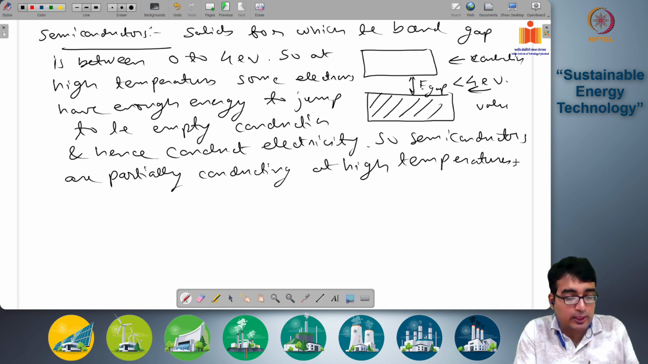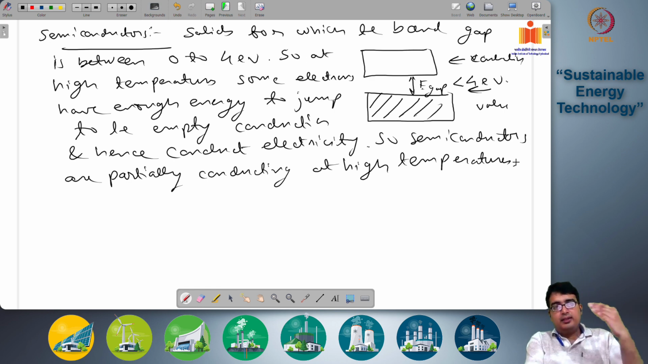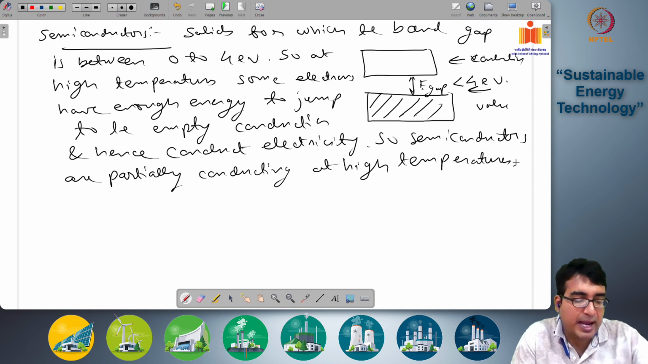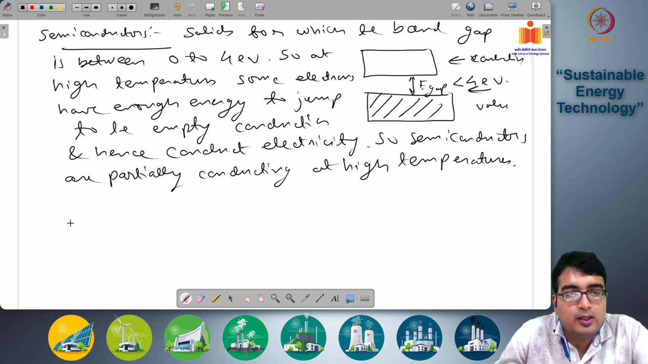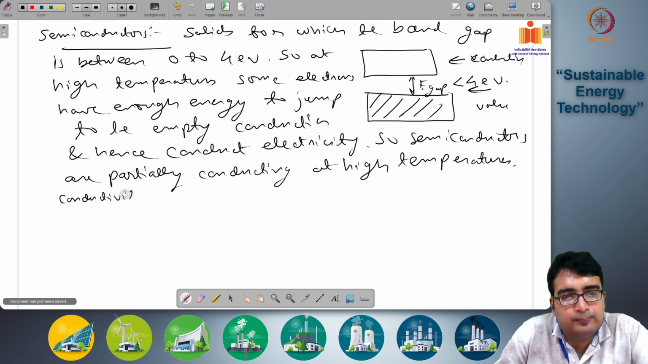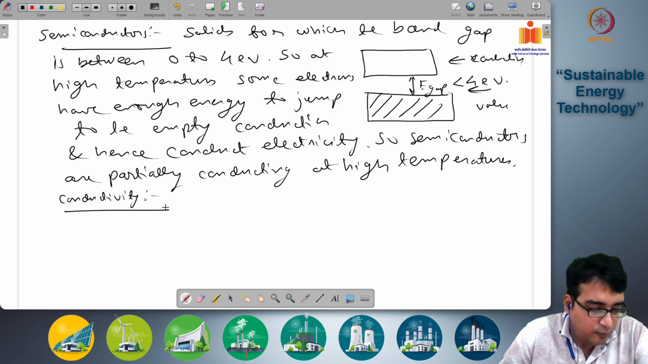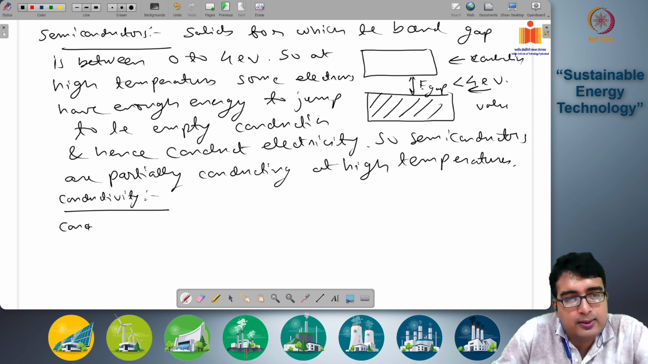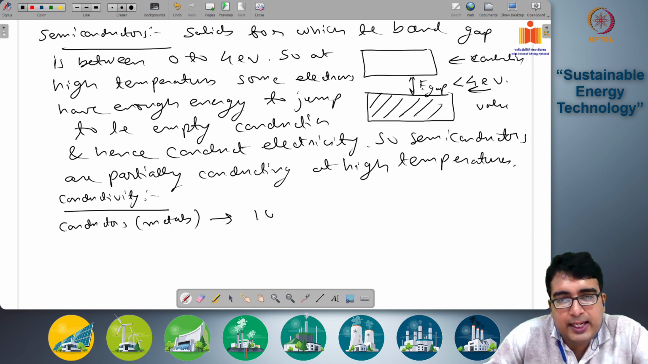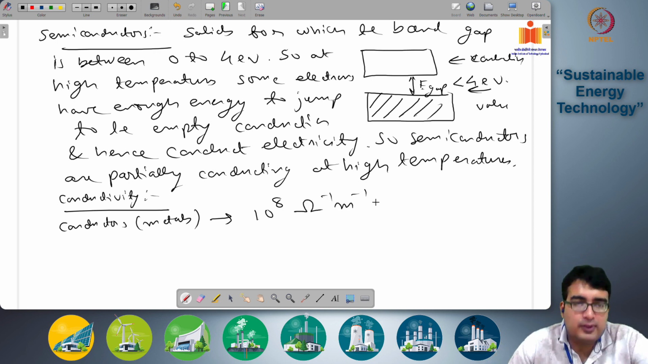And we can actually separate out the conductors, insulators and semiconductors by their conductivity. Okay. So the conductivity values for conductors like metals is around 10 to the power 8 ohm inverse meter inverse.